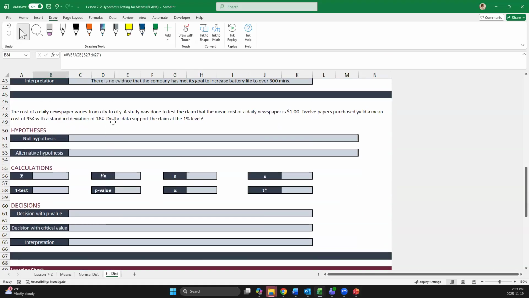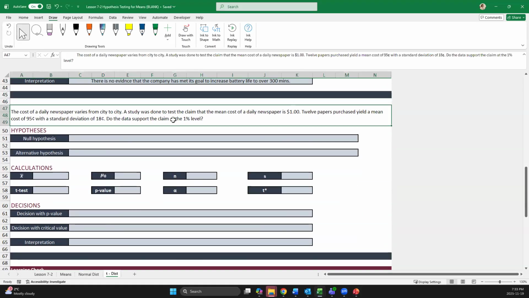I have another one for you here, so that we can try all the different directions of the test. This one says the cost of a daily newspaper varies from city to city. A study was done to test the claim that the mean cost of a daily newspaper is $1. 12 papers purchased yield a mean cost of 95 cents with a standard deviation of 18 cents. Do the data support the claim at the 1% level?